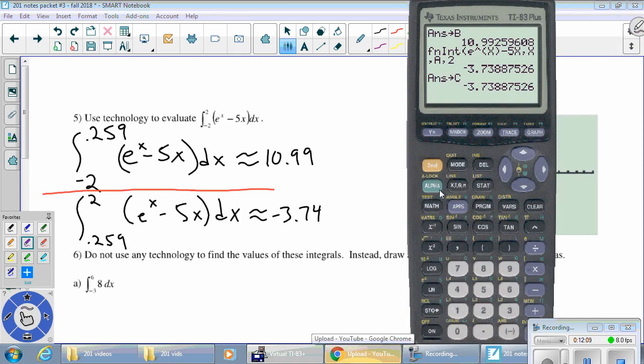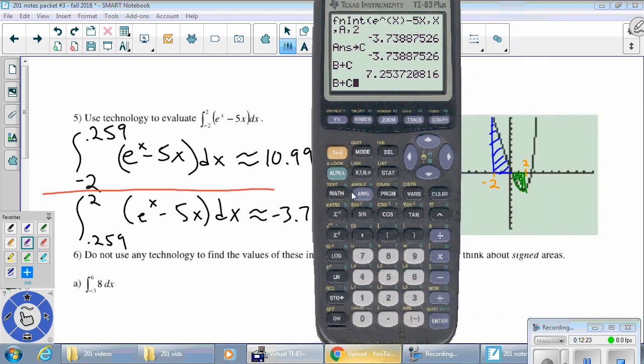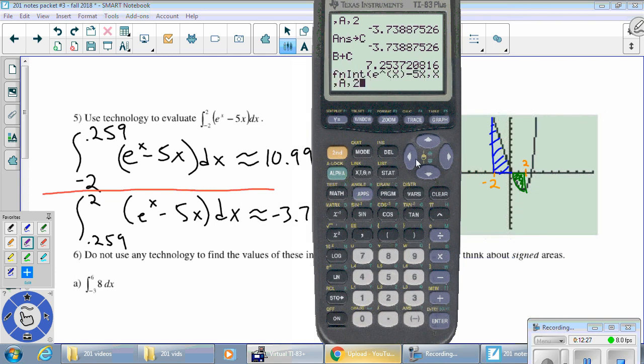So let's do that. B plus C, including this negative part inside of the number C, is going to give us the right answer. B plus C. So that's the right answer. But far easier to get that right answer is to just do the original integral all the way from -2 to 2. And we didn't even need this A business at all. Just from -2 to 2, it's going to take care of the cancellation with some positive stuff from this 11 and the negative stuff from the -3.7, and we'll get exactly that same 7.25 and change.